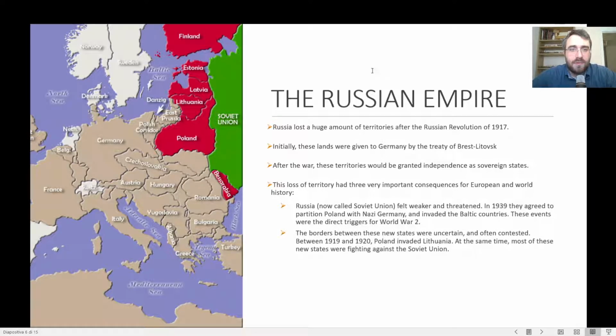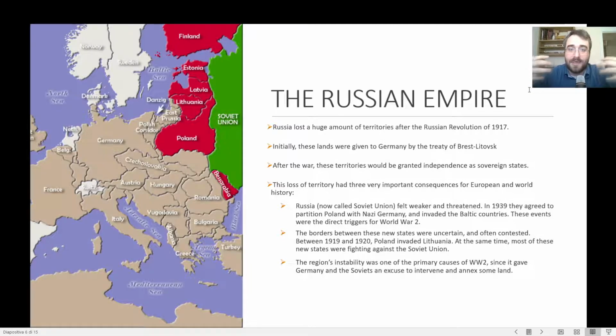Another important consequence was that the borders between these new states were uncertain and very often contested. Between 1919 and 1920, Poland invaded Lithuania, and at the same time most of these new states were fighting against the Soviet Union, which wanted to recover the territories lost by the former Russian Empire. The region's instability, and that's the third point, was one of the primary causes of World War II, since it gave Germany and the Soviet Union an excuse to intervene and annex some land, breaking the balance of power in Europe.